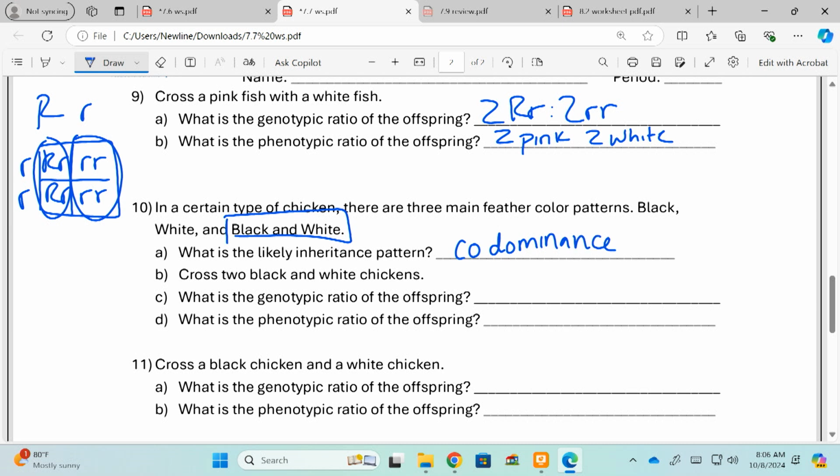Alrighty, and then it says cross 2 black and white chickens. Okay, so it didn't tell us what letters to use here, so we can kind of use whatever we want to. I'm just going to use B and W. Okay, so 2 black and white chickens would be like this. Let's fill in the cross and see what we're getting.